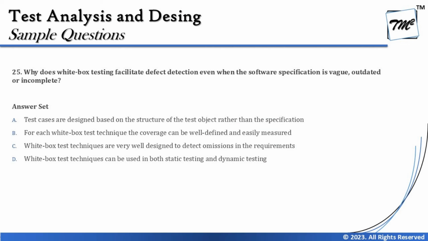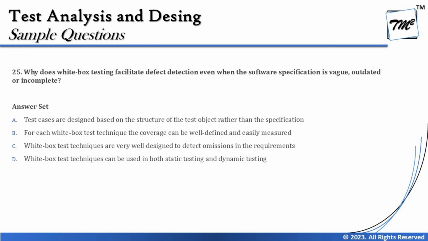Option C says white box test techniques are very well designed to detect omissions in the requirement. That is contradicting and straightforward, because requirements are a basis for black box test technique. And when you are saying white box, it is using code as a basis. So how can white box test technique find omissions in the requirements? That's not what it does exactly. So this is pretty straightforward.